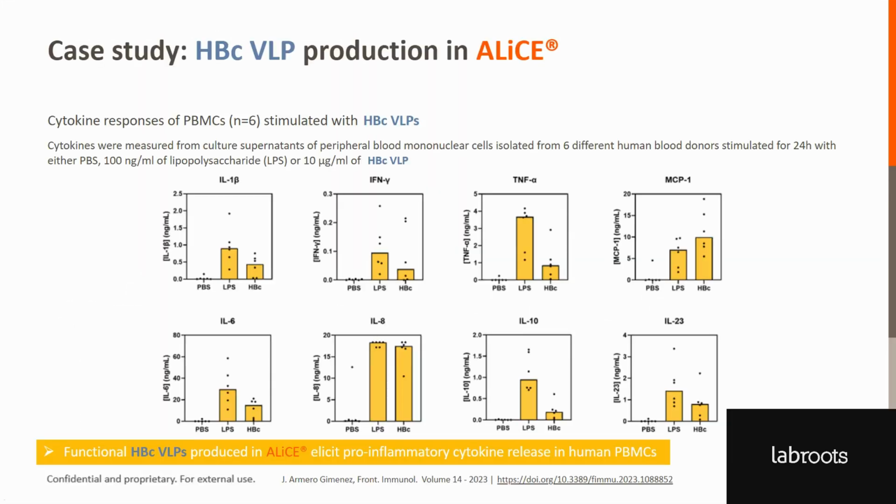Uptake is one thing, but actual immune stimulation was also proven. Using human peripheral blood mononuclear cells isolated from different donors, we cultured the cells in the presence of the virus-like particle and then tested the supernatant for production of different cytokines. And we could see quite clearly that we had similar immune stimulation, elicitation, as with the lipopolysaccharide that's used as a control in this type of work.